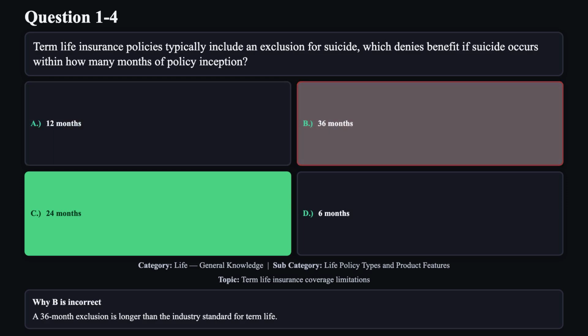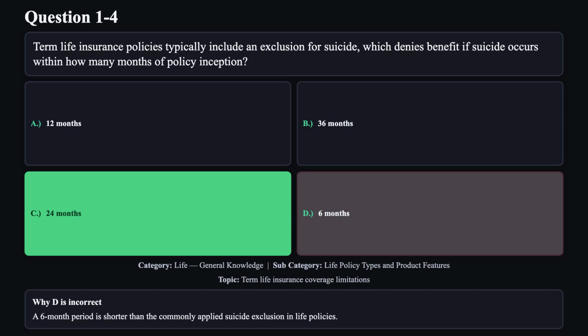Reason B is not correct. A 36-month exclusion is longer than the industry standard for term life. Reason D is not correct. A 6-month period is shorter than the commonly applied suicide exclusion in life policies.